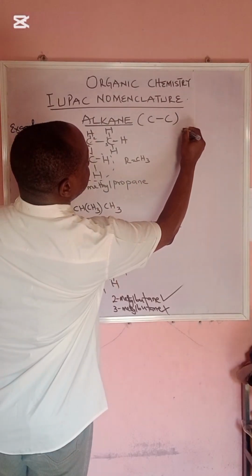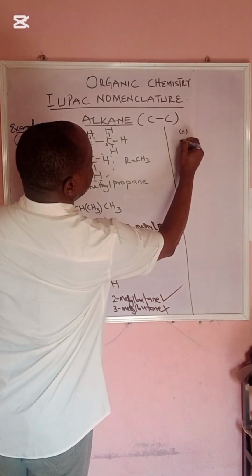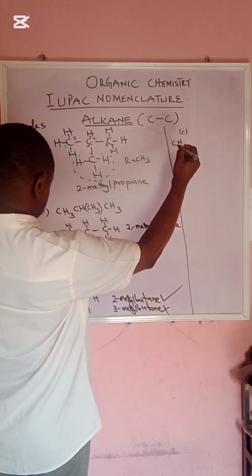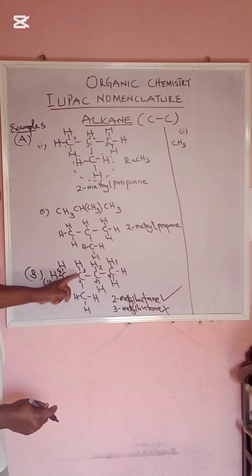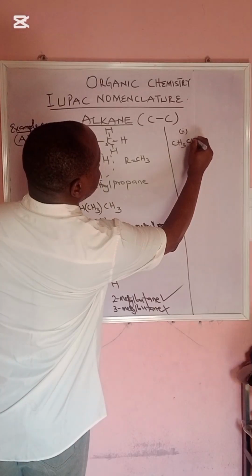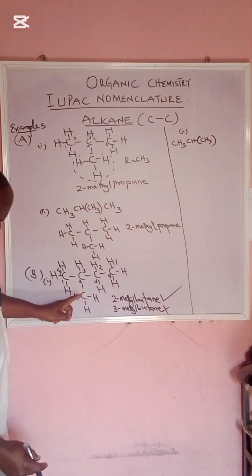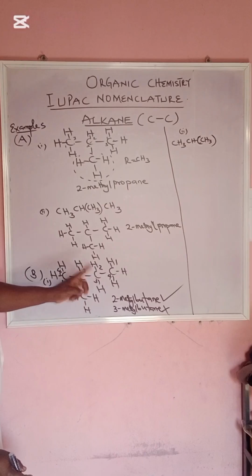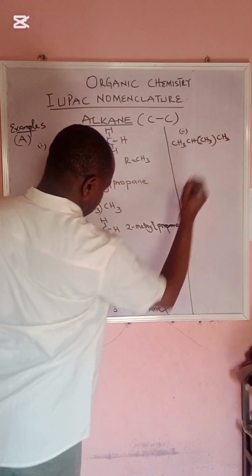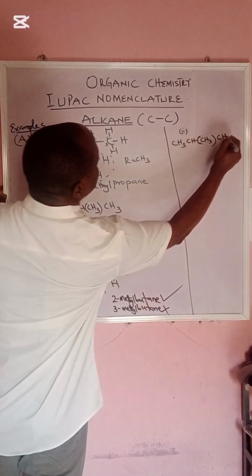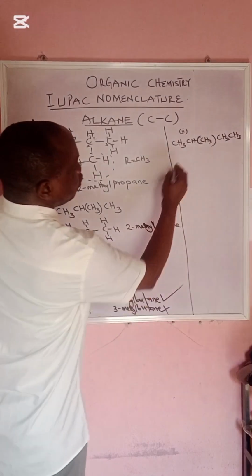So if you are giving this structurally, let me say 1, 2. In case you are giving the molecular formula, you are giving CH3. You can see CH3, CH. You have CH, CH3 is attached to this. Then you continue CH2, then you continue CH3. So how do we draw it?